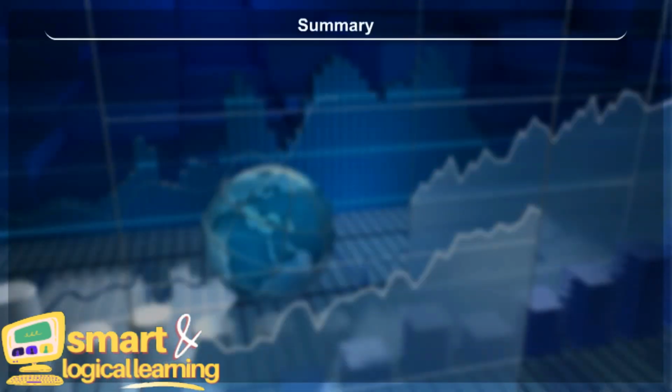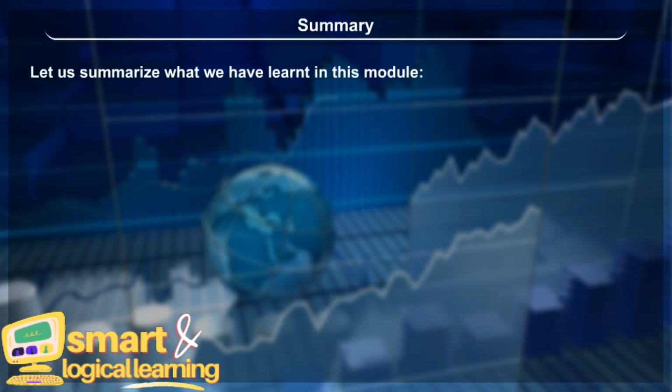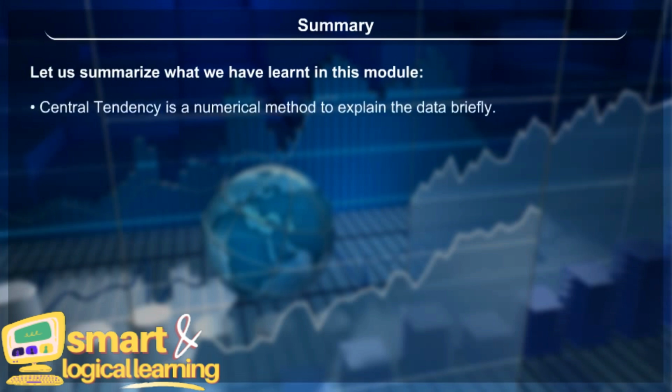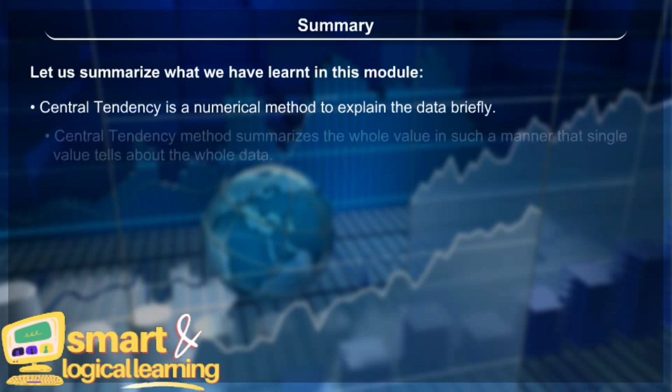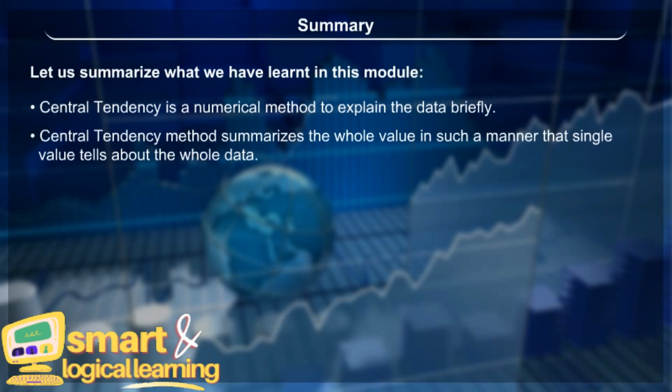Summary. Let us summarize what we have learned in this module. Central tendency is a numerical method to explain the data briefly. Central tendency method summarizes the whole value in such a manner that a single value tells about the whole data.